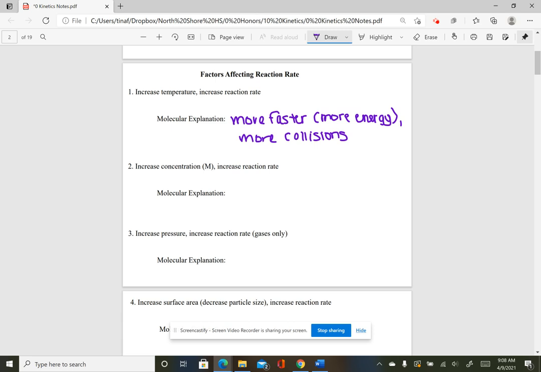Second thing I can do is increase concentration. Now, guys, as far as how you know something's concentration, we're going to be looking at the molarity unit, capital M. So if you can think back to solutions, a higher number for molarity means you have more dissolved particles versus a lower number. So as far as a molecular explanation goes, if I have more of a concentration, that literally means that I have more particles.